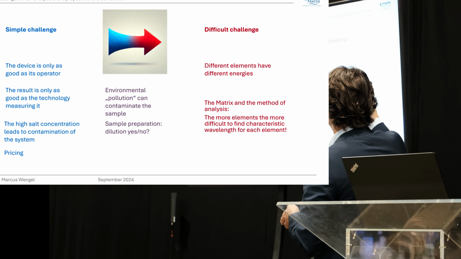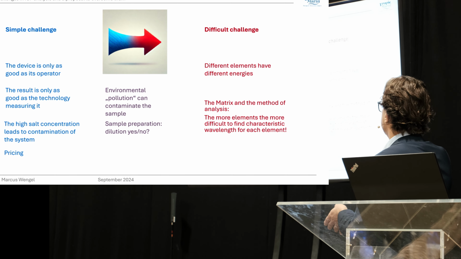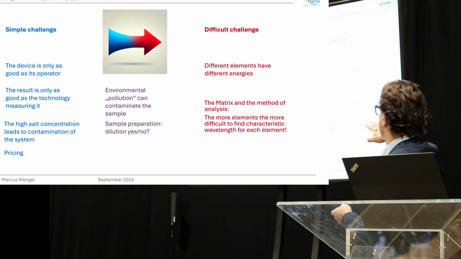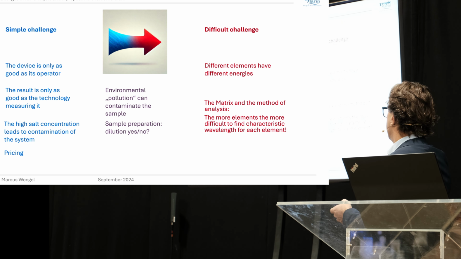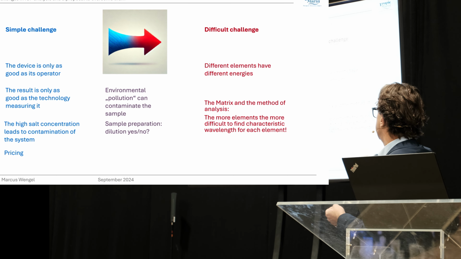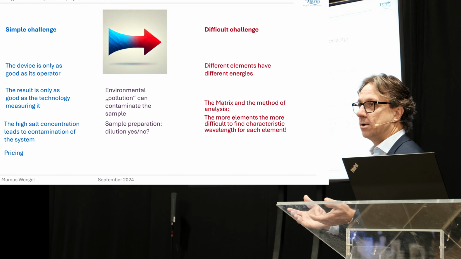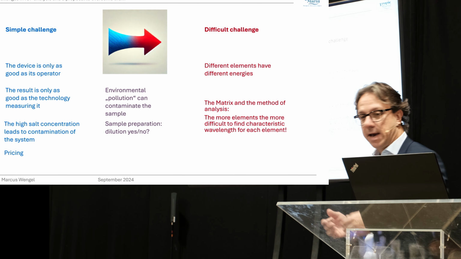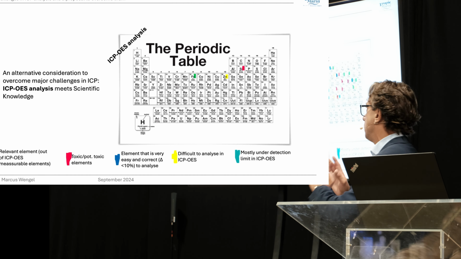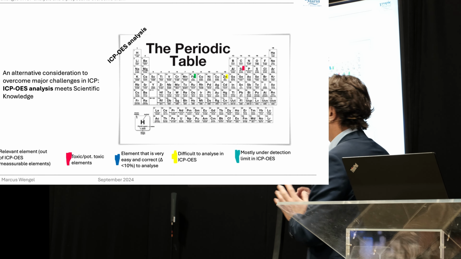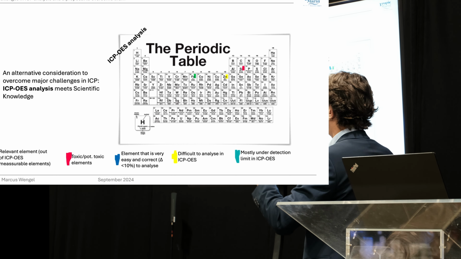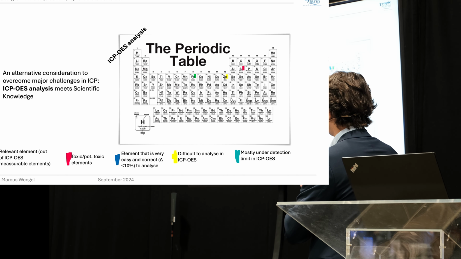But the most important and difficult challenges are that different elements have different energies, and the matrix and the method of the analysis. Most probably, you will not be able to find characteristic wavelengths for each element. In our days, I think we are able to find wavelengths where we can say this value is correct, plus minus 10%, for approximately 10 to 15 elements. But we are measuring about 36, 37 elements in ICP.